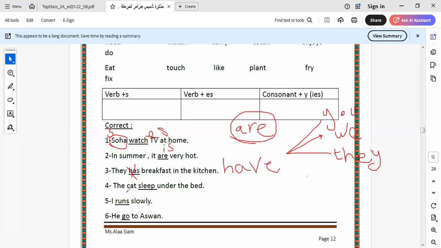Okay, let's go to another one here. The cat sleeps. Why sleeps here? Because cat is singular. Here we have I run, so I omit s. Here we have he goes. It will be singular because he is singular, and I put es. I replace go with goes.